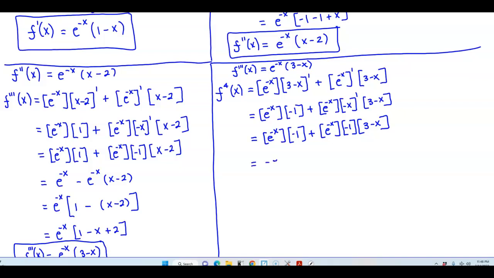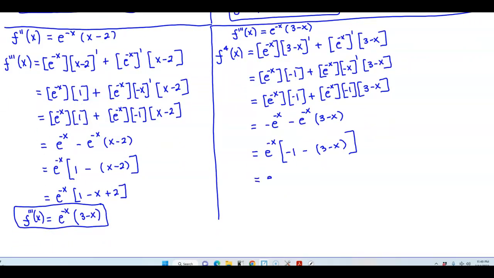Let's go ahead and multiply. So we have negative e to the negative x minus e to the negative x times 3 minus x. Now let's go ahead and factor out e to the negative x. So when we factor that out, we end up with negative 1 minus 3 minus x. So if we distribute that negative, we get e to the negative x times negative 1 minus 3 plus x. So we end up getting e to the negative x times x minus 4. And that represents the fourth derivative.